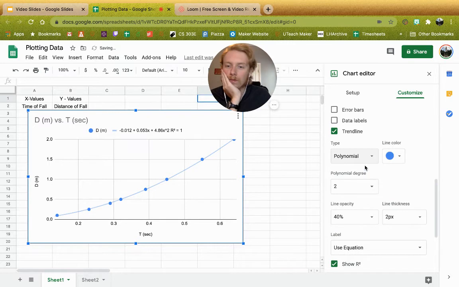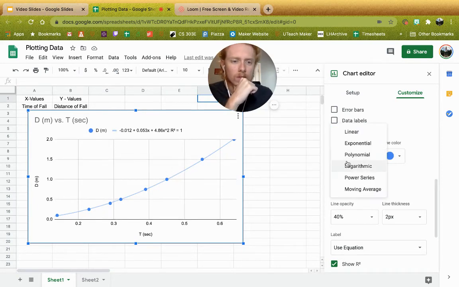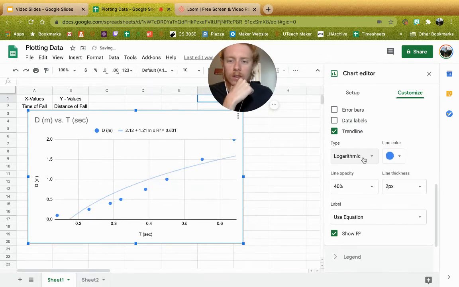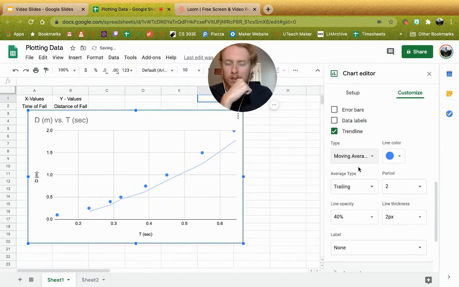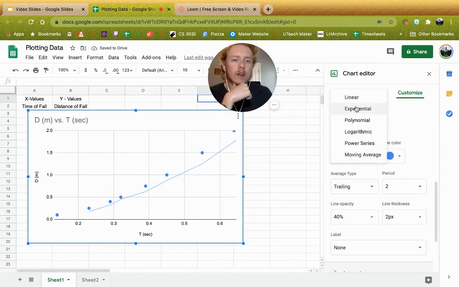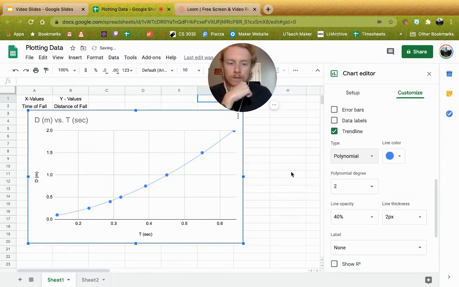Polynomial. Whoa, hello. That fits perfectly. That's really interesting. Let's keep going. Logarithmic. No. Power series. Not quite. And then moving average. No, that's not anything. So it looks like polynomial is going to be it.